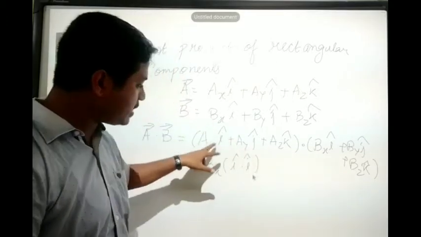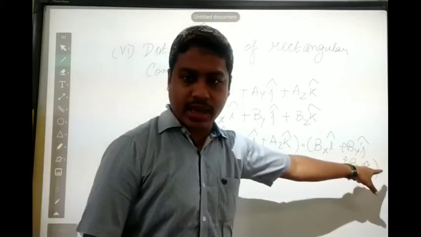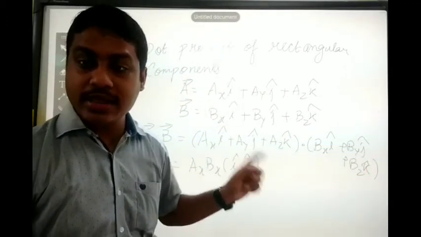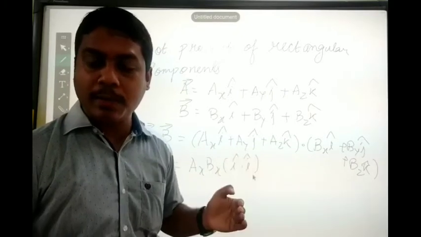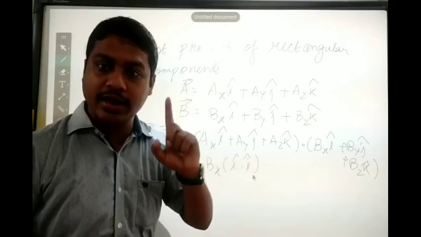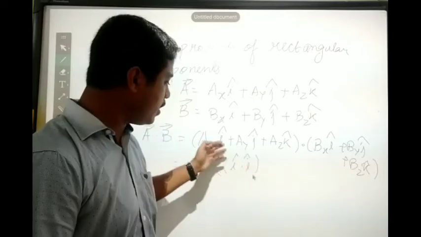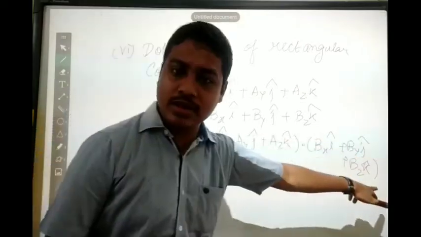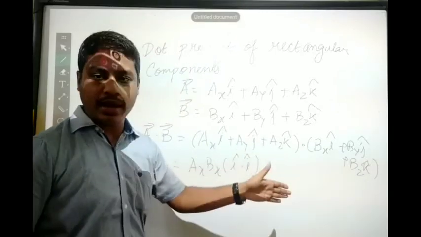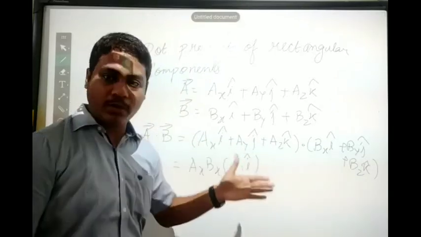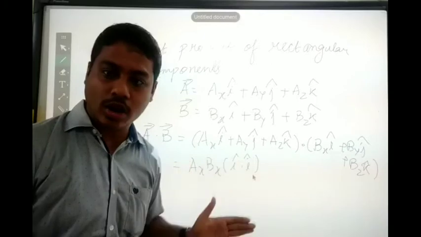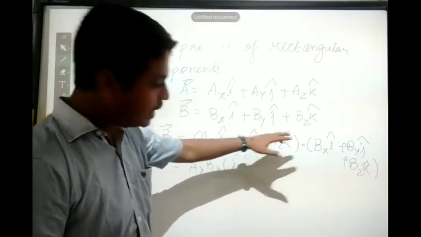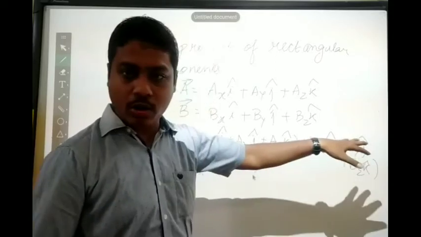If I do ax i cap into by j cap, what will you get? In bracket you will be getting i cap dot j cap. What is i cap dot j cap? Dot product of perpendicular vectors, the answer is 0. That means i cap dot j cap will be 0, and i cap dot k cap will be 0. Okay, so I will not be writing the next part, that is ax by and ax bz will not come, that will be 0. Ay j cap, again distributive, I will multiply with the whole.